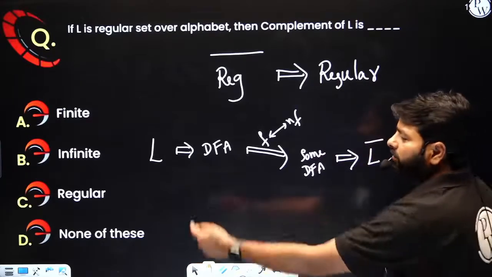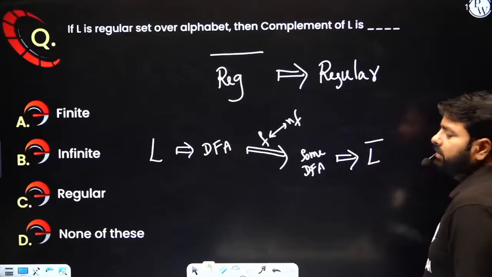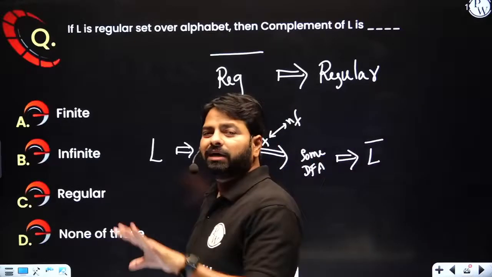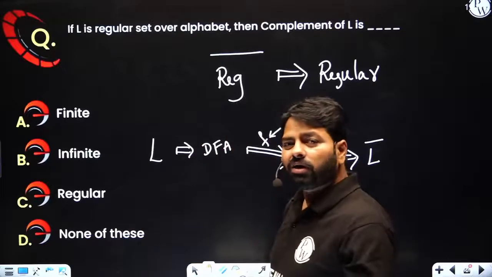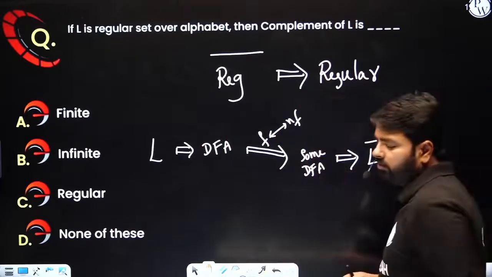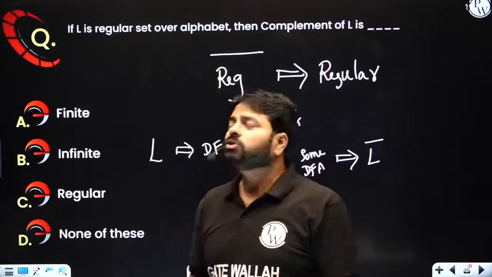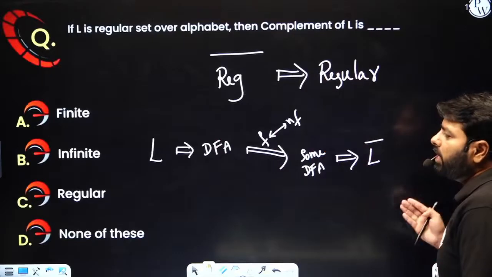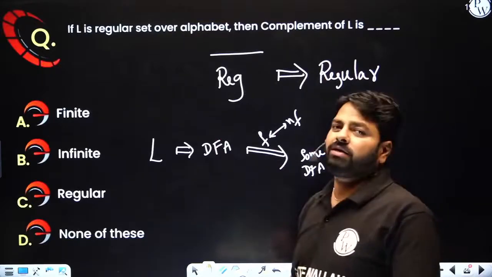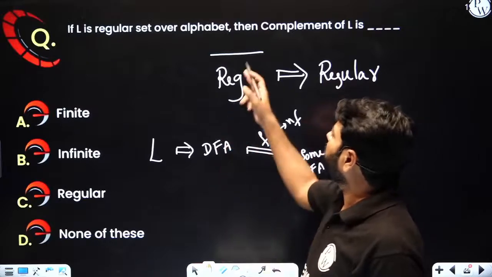So now when L has a DFA, L complement also has a DFA. That is the reason regular complement is regular. I'm proving that this result has a DFA. You know that any language that has a DFA means that language is regular. This is the complete algorithm for why the complement of a regular is regular. So now we have a conclusion that regular complement is regular.